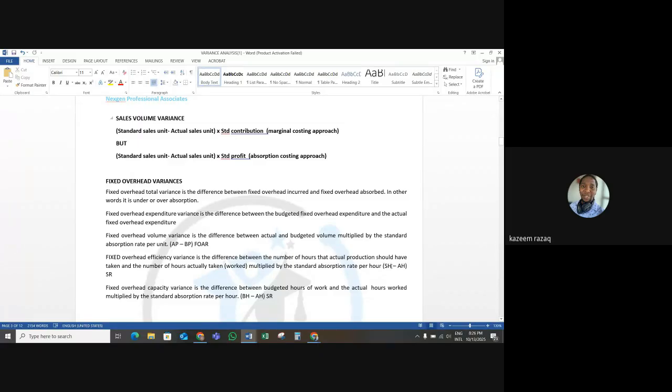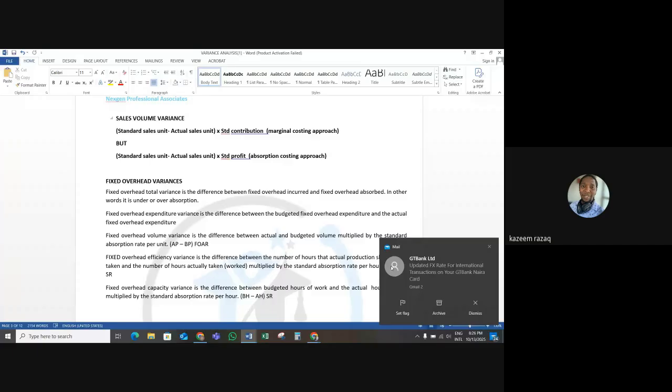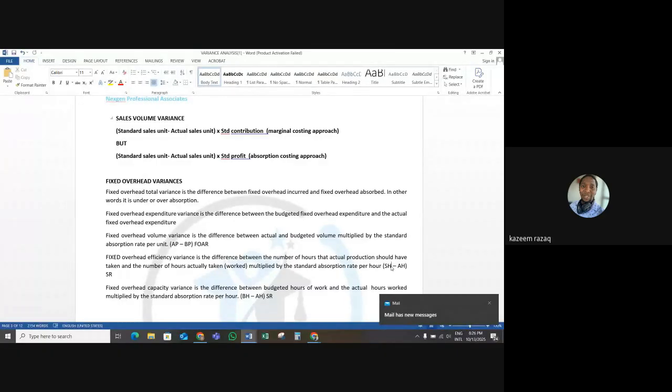There is another way. I'm coming to it. Then also we have fixed overhead capacity variance. Capacity is what you can accept, what you can absorb internally. Capability is what you can dish out externally. All right. So capacity variance is the difference between how many hours we budgeted for. Budget, not standard. Standard is how many hours we are supposed to use on this thing.